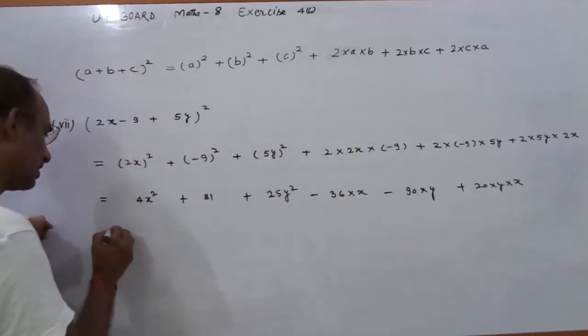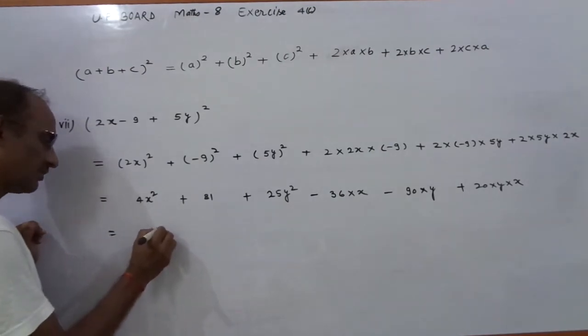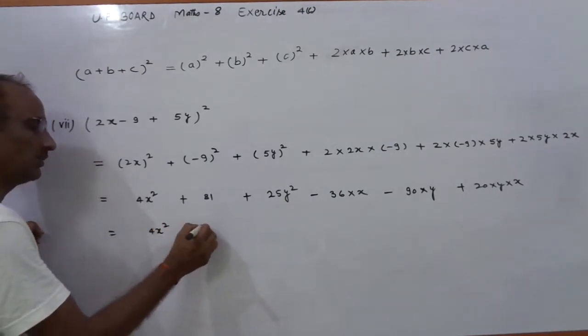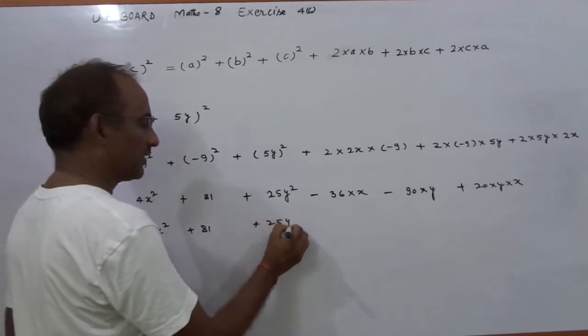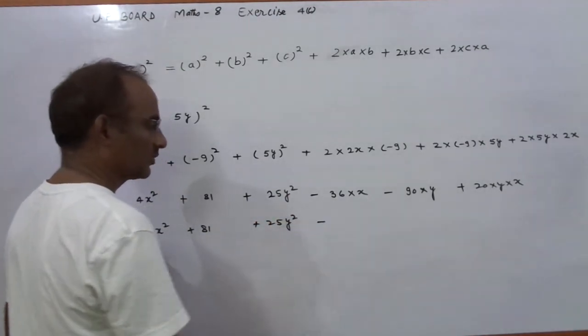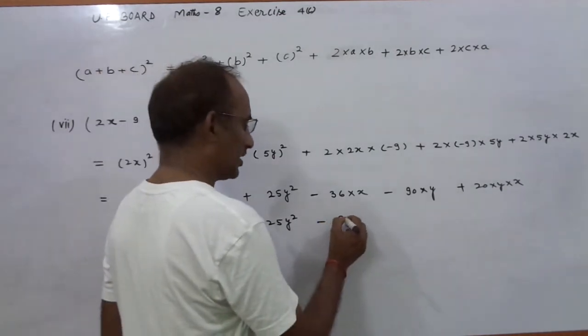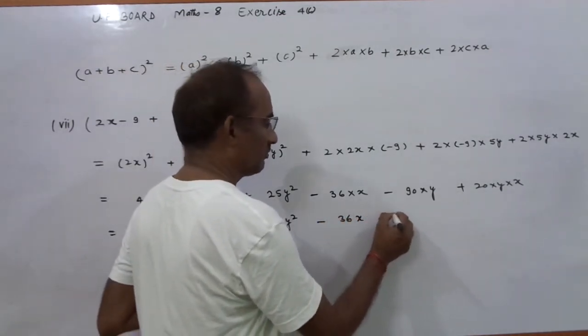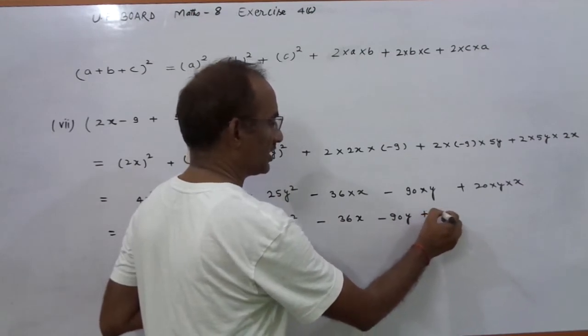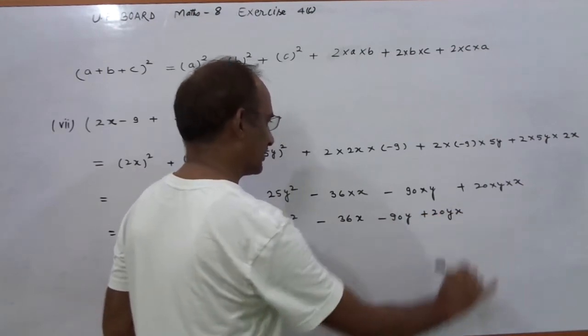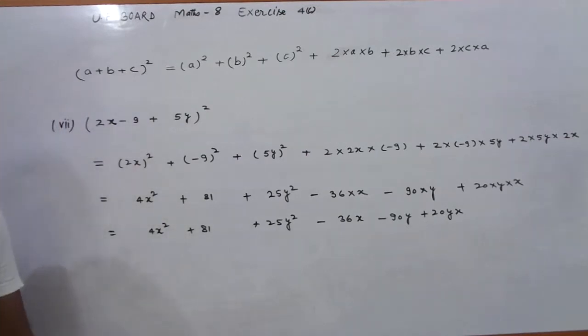In the next step we write 4x square and plus 81 and plus 25y square minus 36x minus 90y and plus 20yx. So this is our answer. Now let's see the next part of this question.